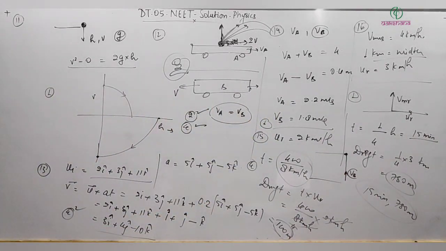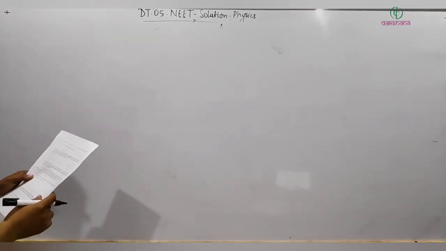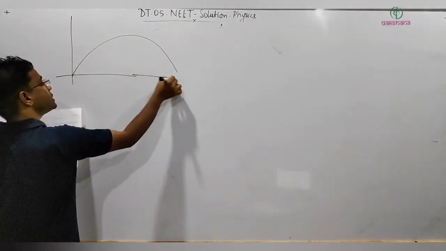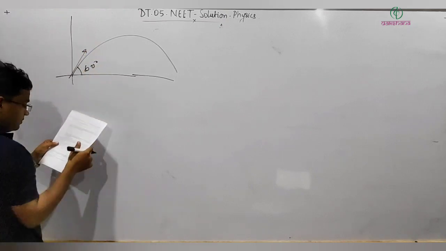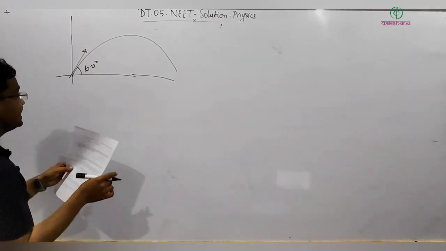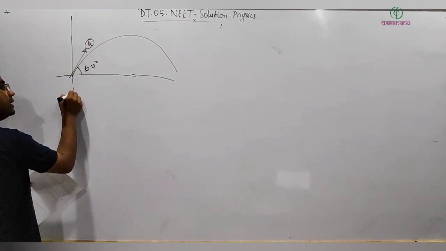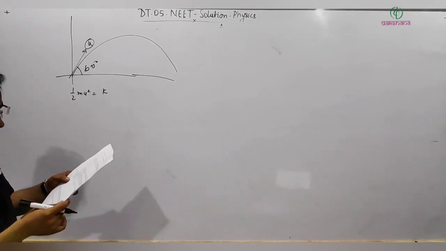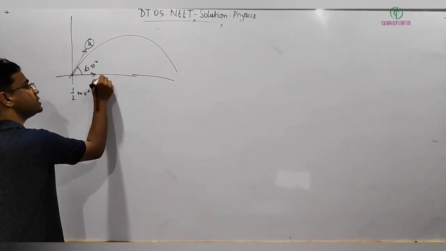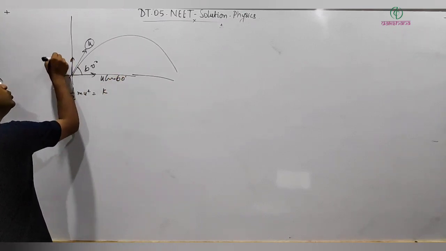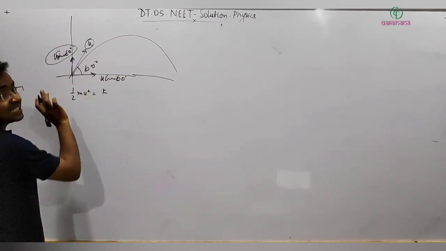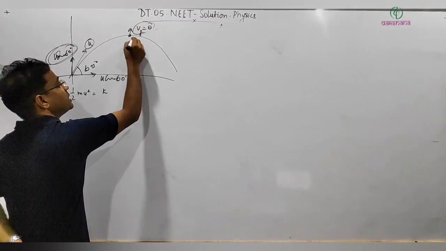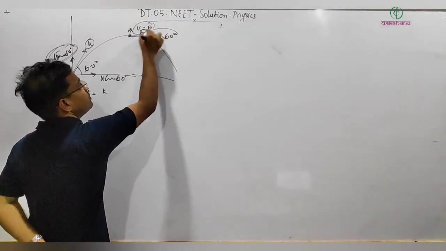Next, question number 17. A cricket ball is hit for a 6, leaving the bat at an angle of 60 degree with the horizontal, with kinetic energy K. So the speed is u, and half m u square is equal to K. Then we need the kinetic energy at the top. The initial velocity components are u cos 60 degree and u sin 60 degree. At the top, the vertical velocity becomes 0, and only u cos 60 degree is the velocity left.